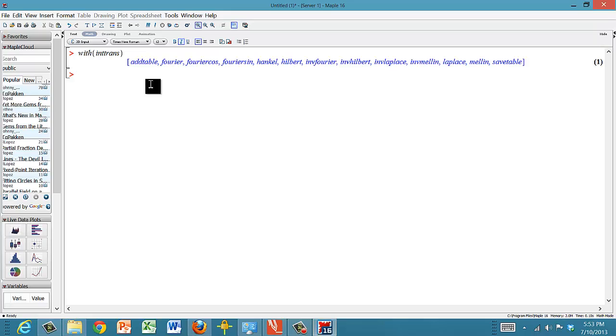Once you've imported the int_trans commands, now you can ask for, say, the Laplace transform of sine of 4t. Now you have to tell it what's currently the independent variable. So t is the independent variable now, and I'd like that transformed into a function of s. So there you go, the Laplace transform of sine 4t is 4 over s squared plus 16, which you can verify if you look at your table of Laplace transforms.